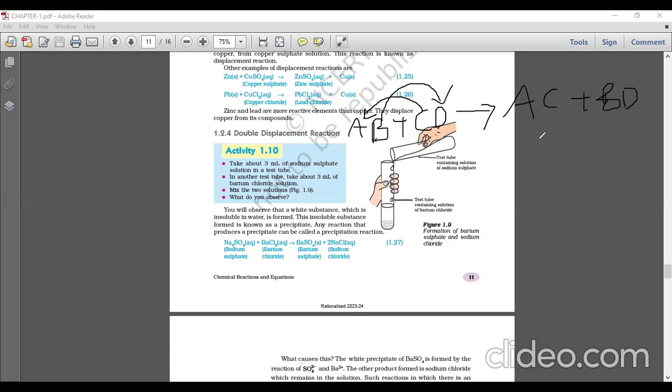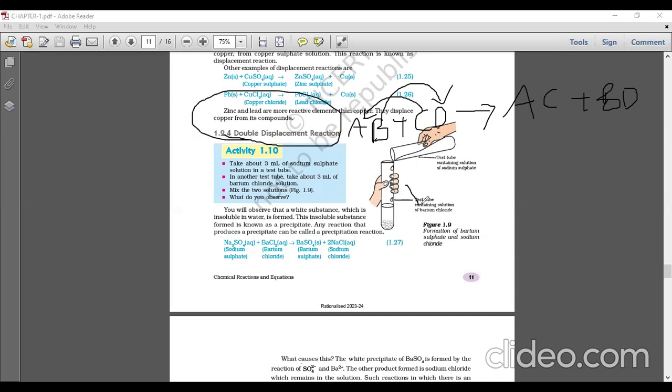So this is called... how many atoms are being displaced? How many elements? Okay, two. So if two or more elements or two or more atoms get displaced in any chemical reaction, that is called a double displacement reaction. Okay.